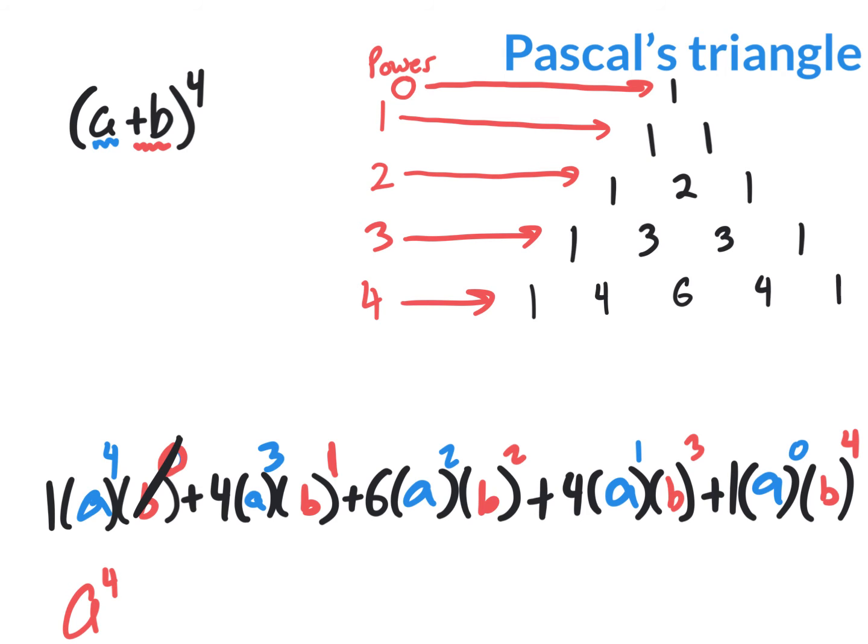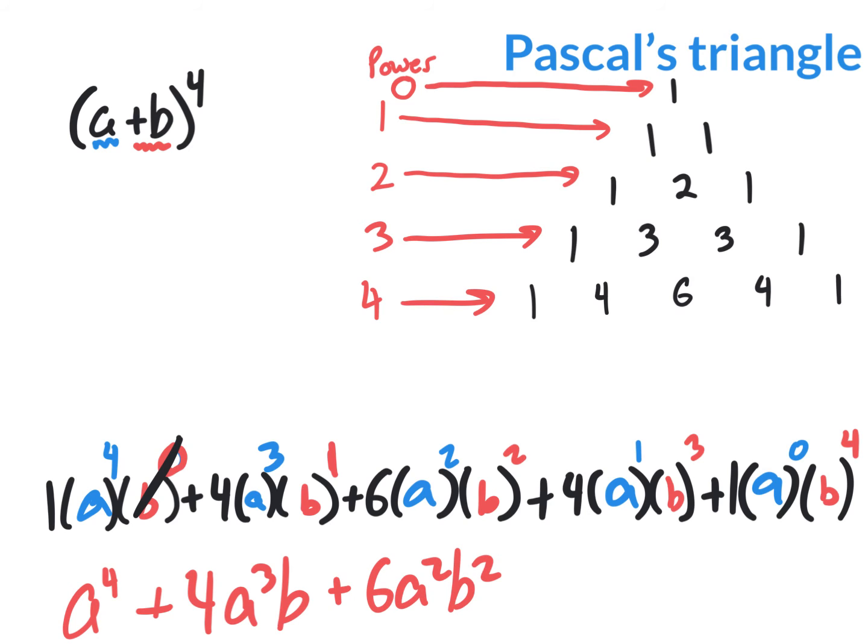Okay. Moving on to the second part of our answer, we have the number 4 times A to the 3rd times B to the 1. You don't need B to the 1, so it's just 4A to the 3rd B. So let's put plus 4A to the 3rd B. And then the third part of our answer is going to be 6A squared B squared. So plus 6A squared B squared.